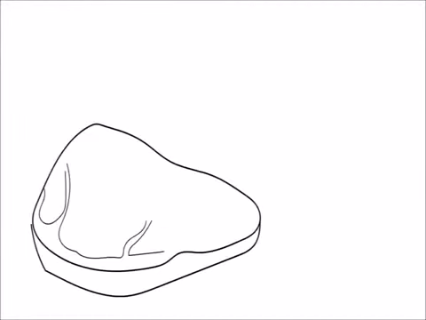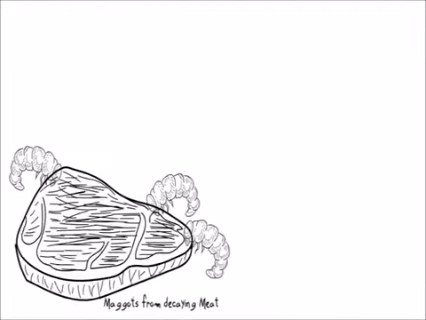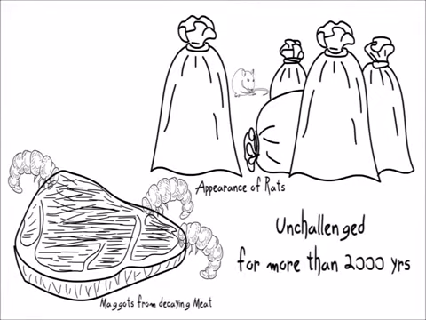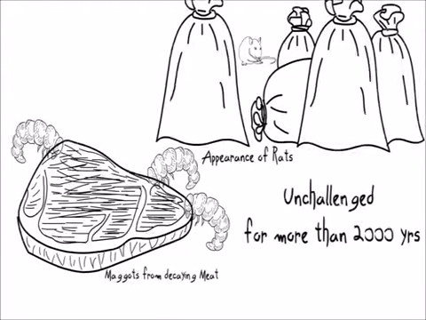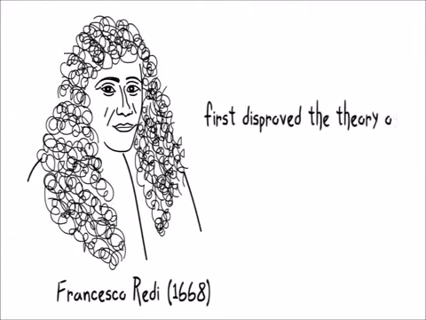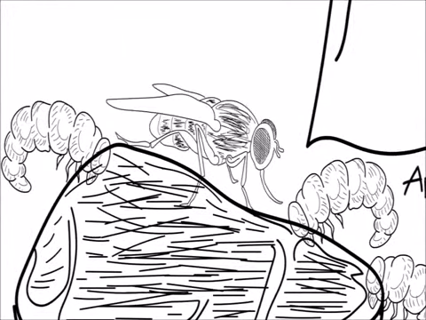He described the formation of maggots from decaying meat and the sudden appearance of rats from stored grains, etc. However, his concepts remained unchallenged for more than 2,000 years. In 1668, Francesco Redi disproved the theory of spontaneous generation for the first time. His experiment demonstrated that maggots arise from flies, not from the decaying matter.